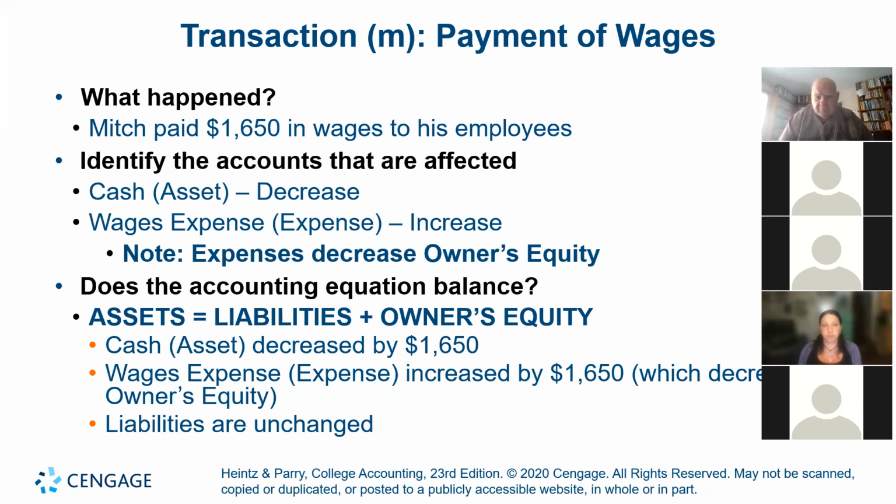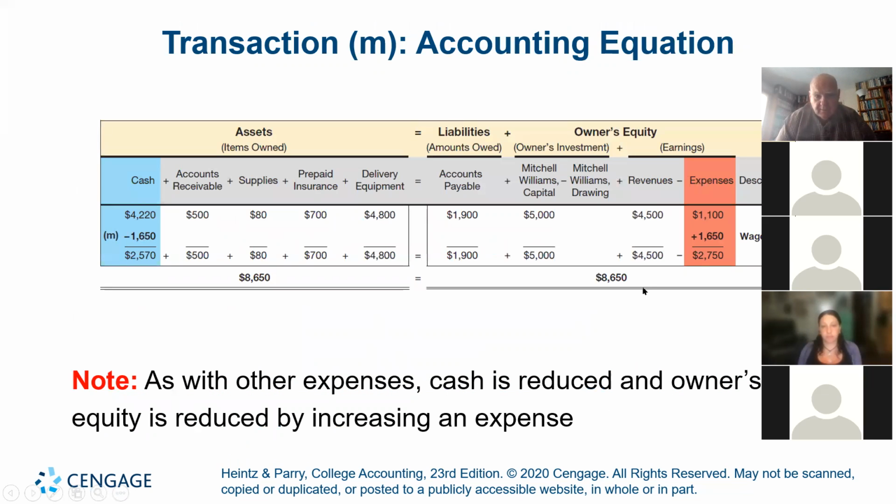Assets equals liabilities plus owner's equity, right? So here the cash decreased and the expense increased. No liabilities involved here. And there it is in blue and red. Cash has gone down to $2,570. The expenses have now grown to $2,750. Okay? So a lot of action going on here with this company.